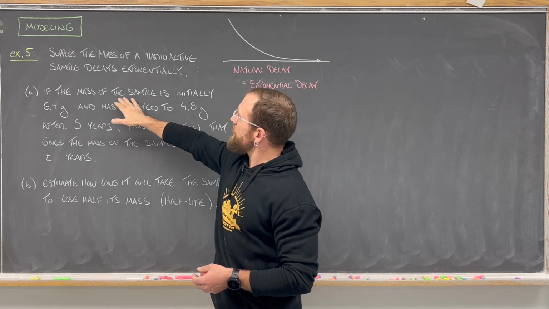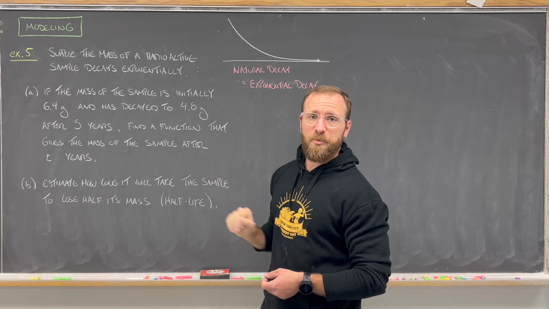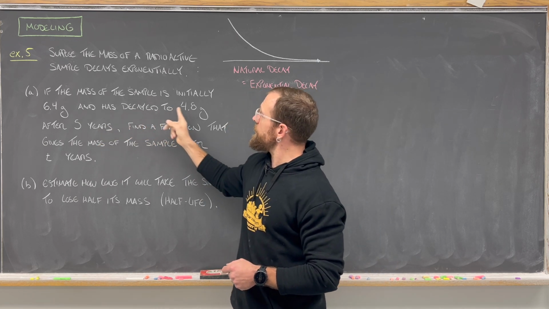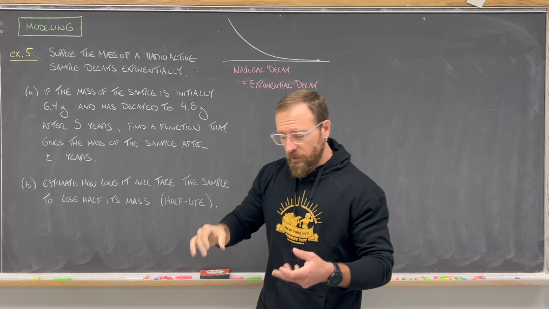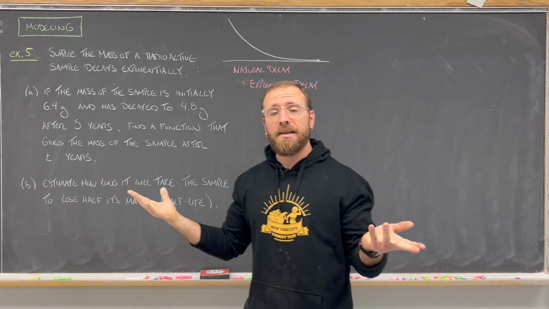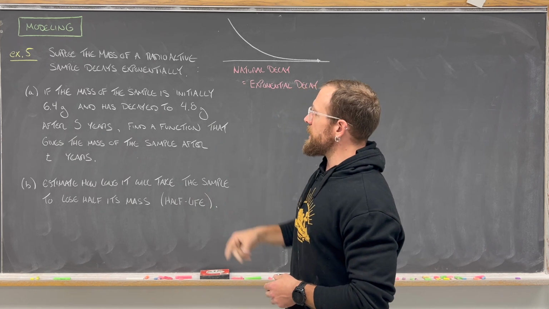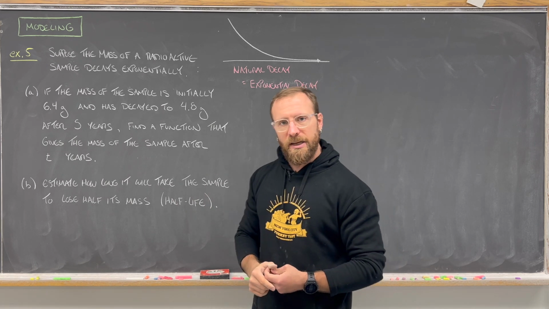More specifically, suppose the mass of the sample is initially 6.4 grams, and after 5 years, it's decayed to 4.8 grams. So it will seem to have lost mass through the emission of radiation. Find a function that gives the mass of the sample after t years.